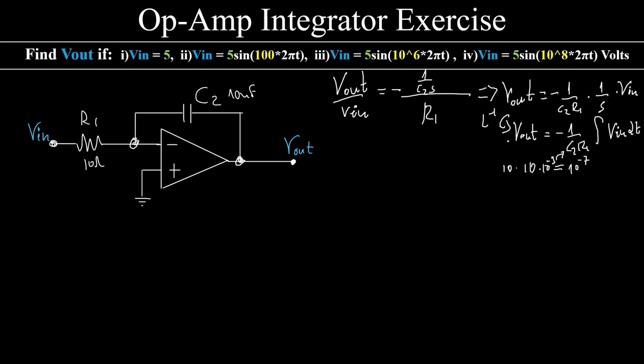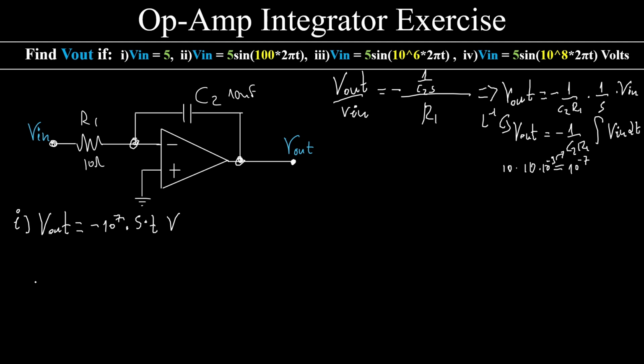Now we are ready to try and solve this for these input signals. So let's start with case number 1. If V in is 5, a constant value, then V out will be nothing but minus, as we said, 10 to the power of 7 times the integral of this input signal, which is 5 times t. Okay? This is volts, obviously.